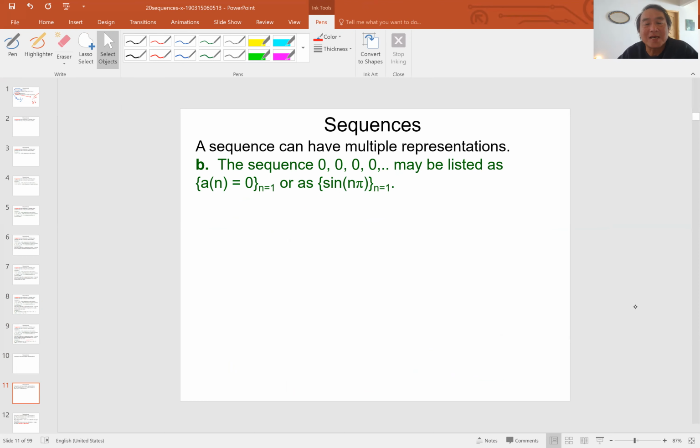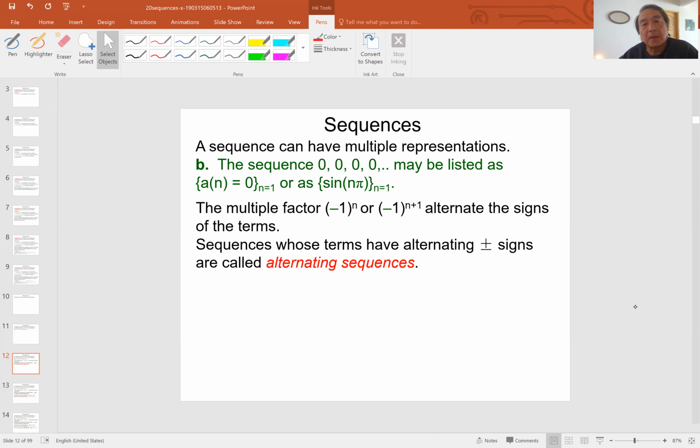Notice we can have many different formulas defining the same sequence. Here are two formulas that, when you plug in the numbers 1, 2, 3, 4, you get 0, 0, 0, the sequence of zeros.